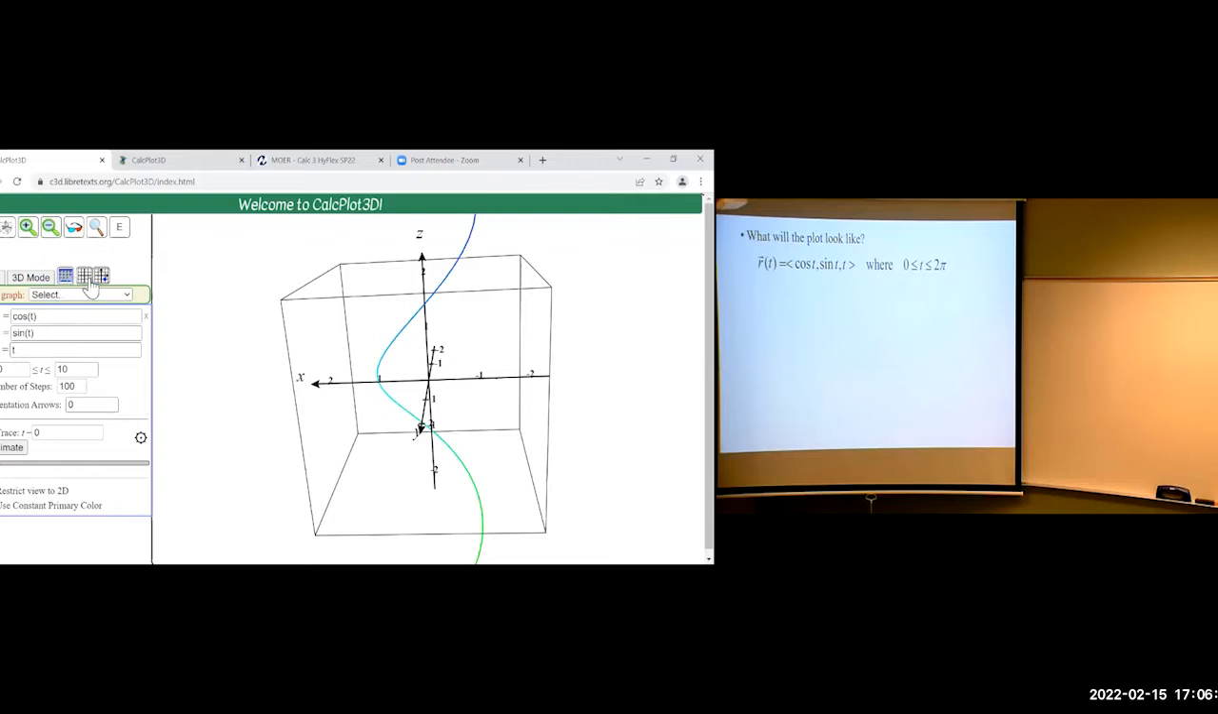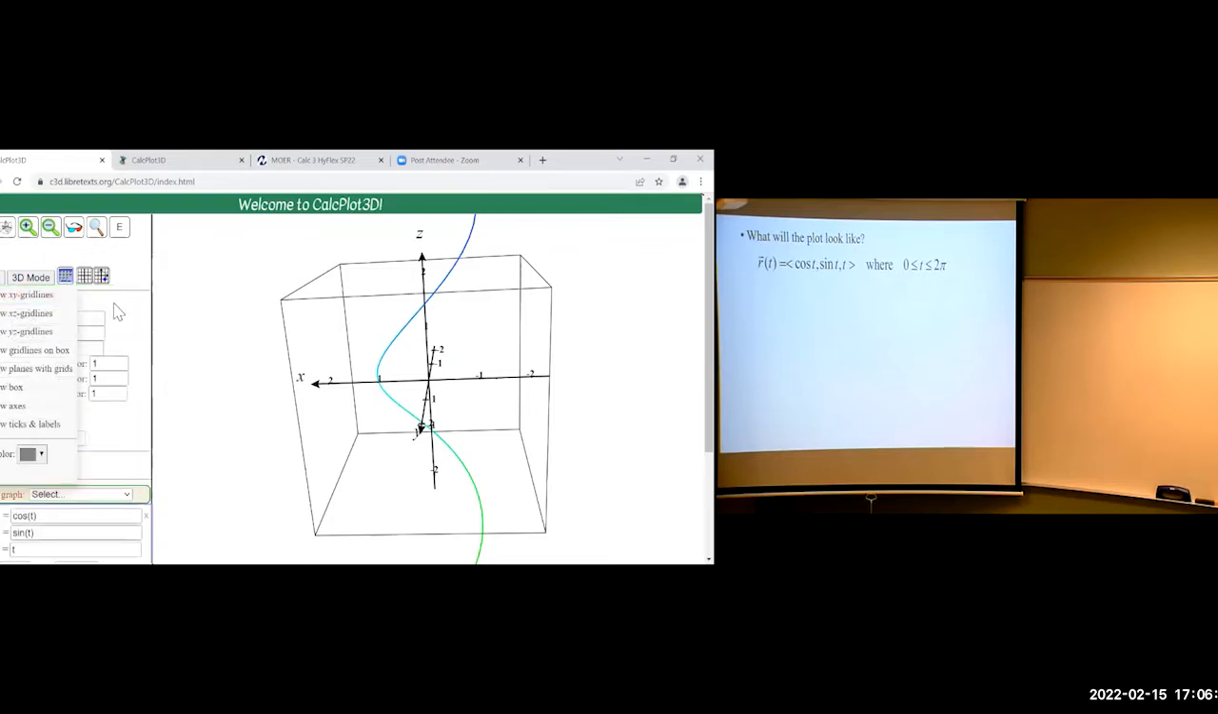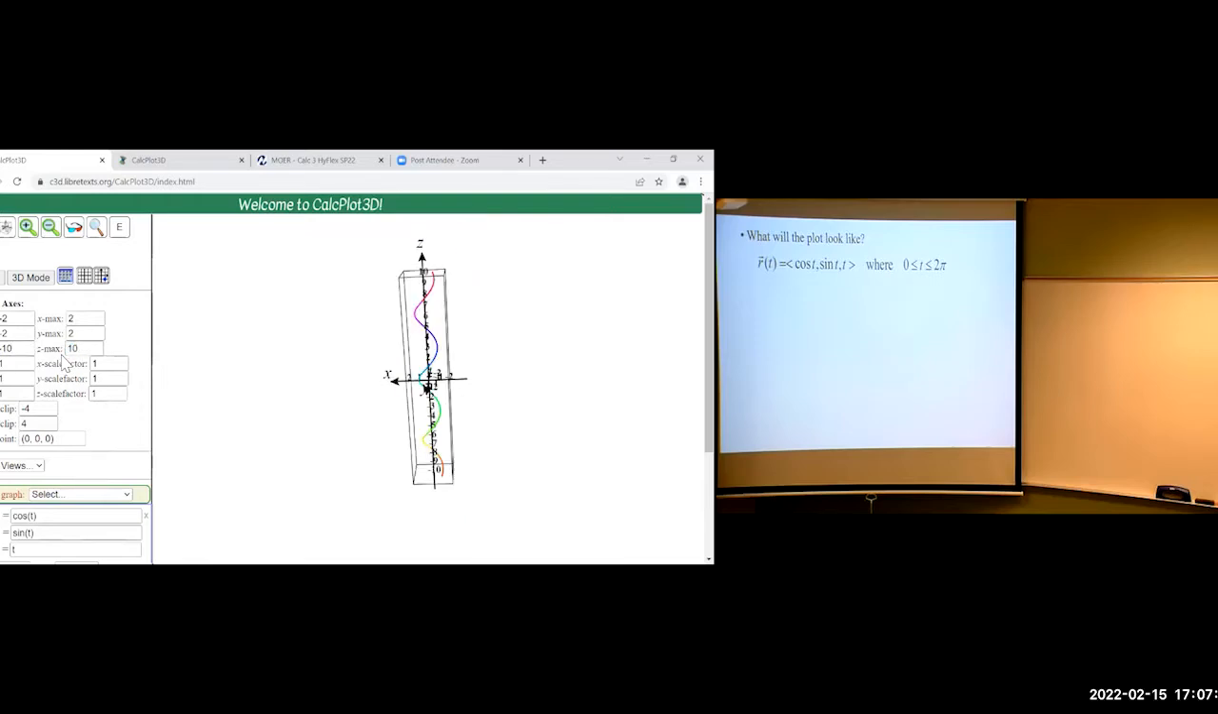Let's change the axes a little bit so that we can see that a little better. We're good on the min and max, but let's make it a little higher and lower. And we can see our helix in there. Let's make that a little wider so you can see it a little bit. And there's our helix.